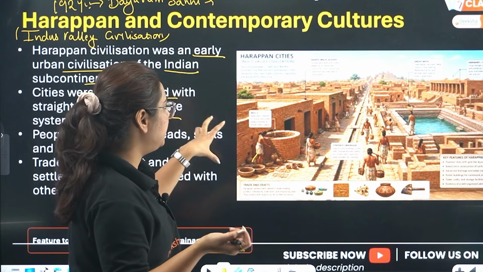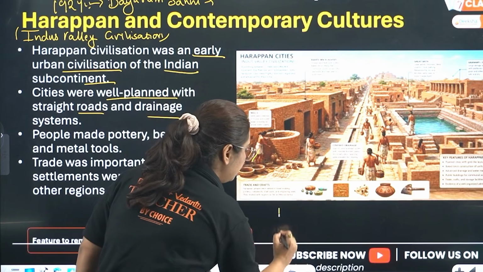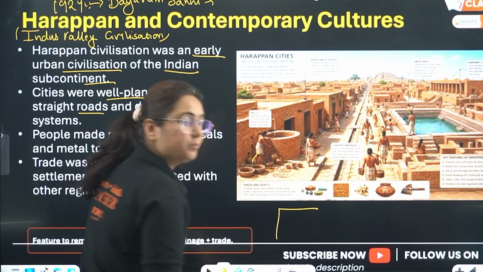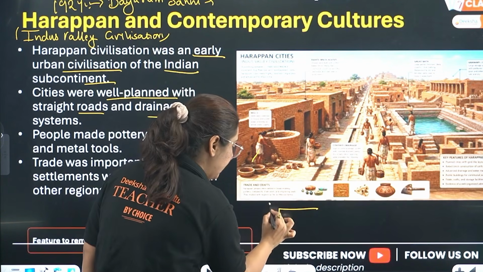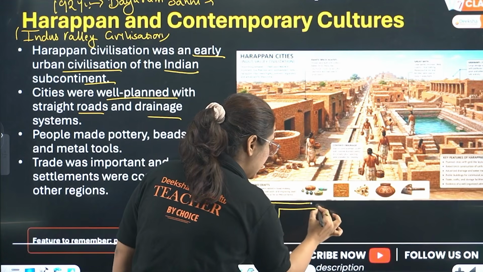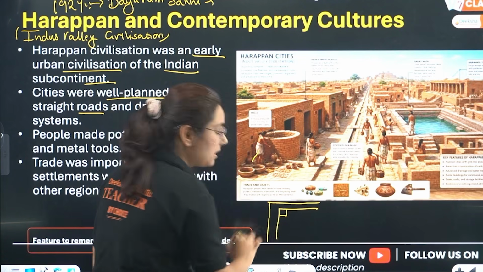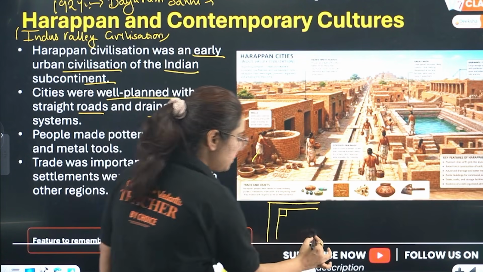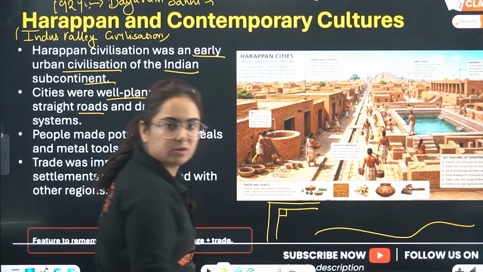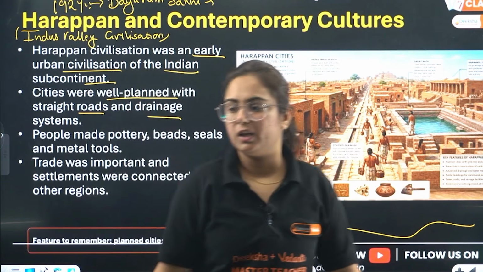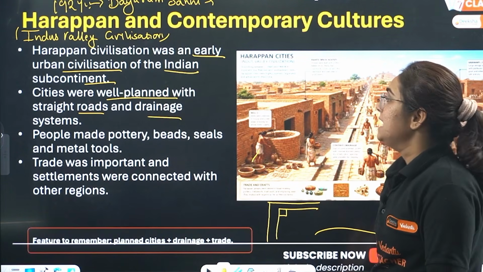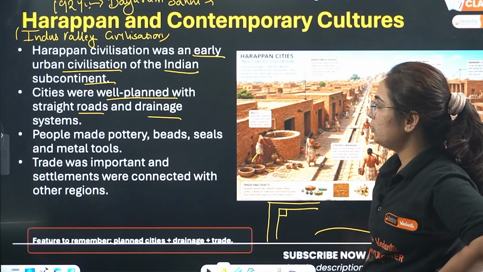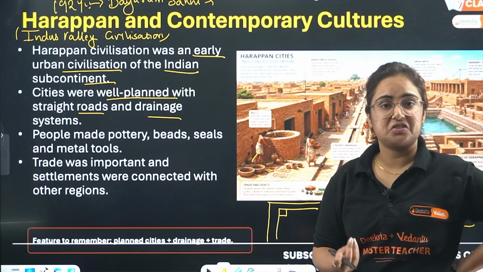So what happened na beta, in a Harappan city, the lanes were always at right angles. That means when one lane needs to attach with another one, there will be a right angle. Not like the present one, zigzag. No. Okay. So yes, cities were well planned with straight roads and a great drainage system.